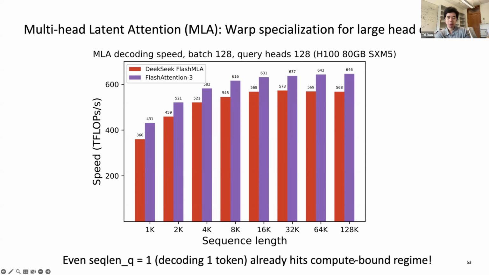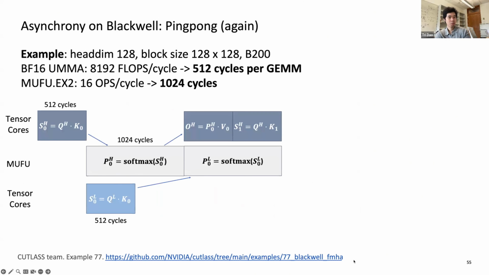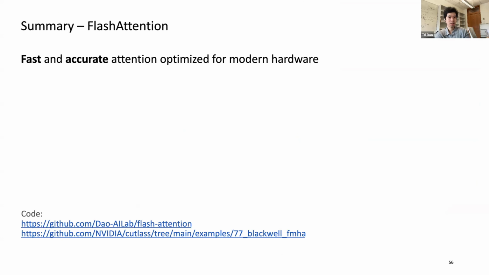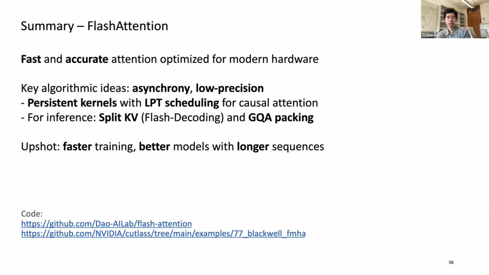There's some stuff on Blackwell, but I'm going to skip in the interest of time. And then I will just conclude. FlashAttention is a fast and accurate attention optimized for modern hardware. Some key ideas are asynchrony and low precision. I will also talk about some advanced techniques like persistent kernels, longest processing time first scheduling, split KV, and GQA packing. And the upshot is you can get faster training, faster inference, and better models with longer sequences. So I'll stop here, and if there are more questions, I'm happy to answer them.